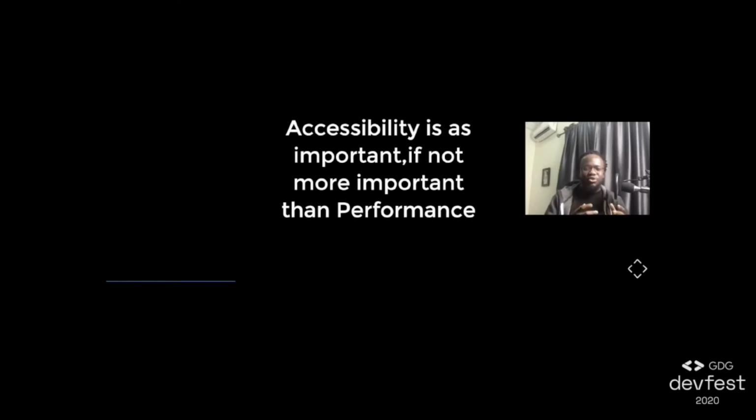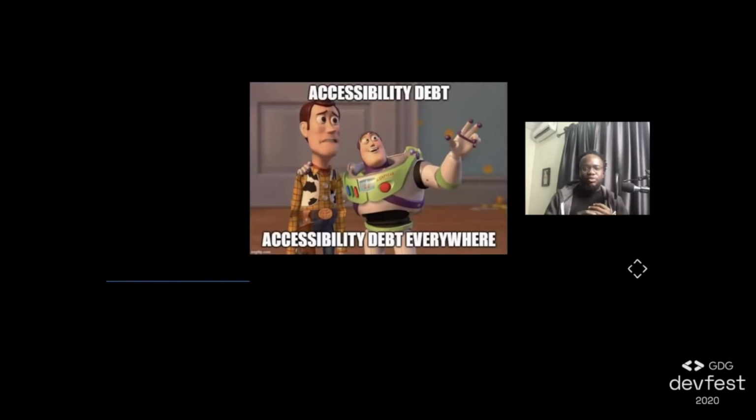In my opinion, accessibility is as important, if not more important than performance, because people actually have to be able to use your product to see that your product is fast, right? And when I look at the industry, because we do not put too much importance on accessibility in most companies, there's a lot of accessibility debt. And this is how I see the industry. And really, a lot of people see it as so. And we've all had the excuse of, we don't have the time to put that in.